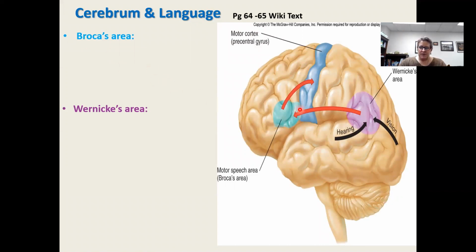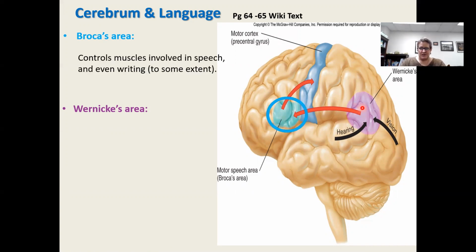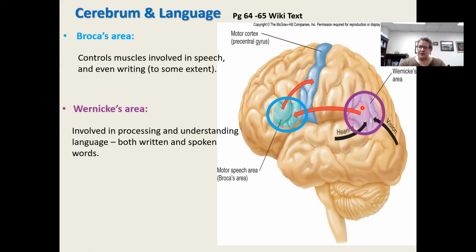So, like I mentioned before, it's in the left lobe of the frontal lobe, and it is your motor speech area. So, it's going to be controlling muscles like your tongue and your voice box, and for moving your lips and everything like that to get the words out and form them. The Wernicke's area is about understanding language. Okay, so that's what these two areas function in.